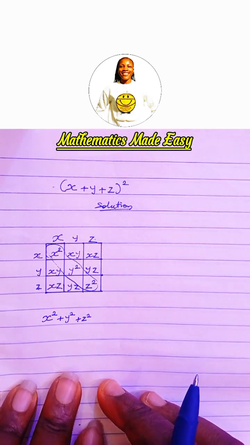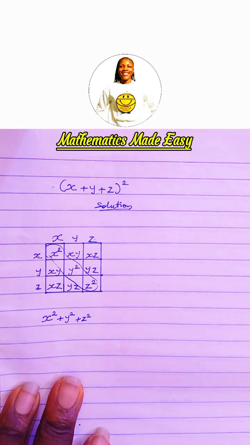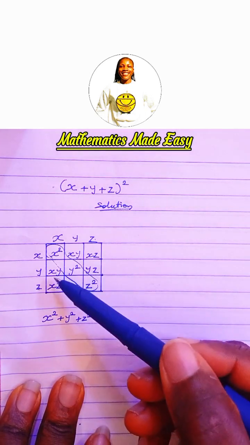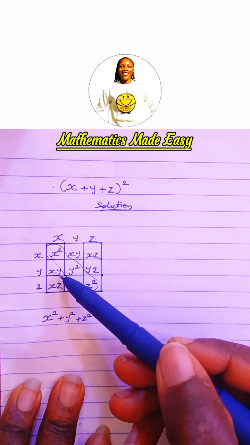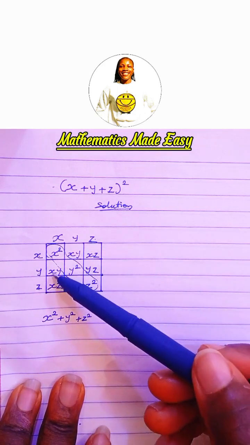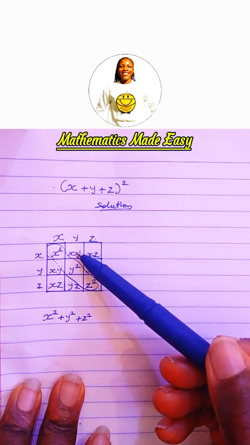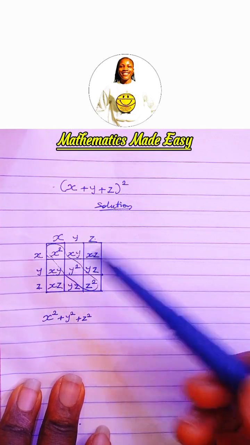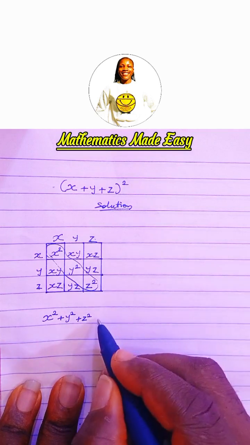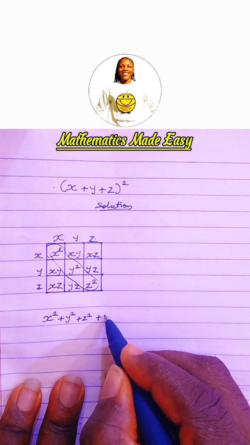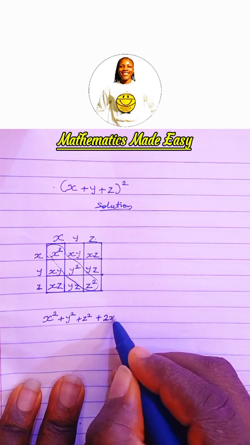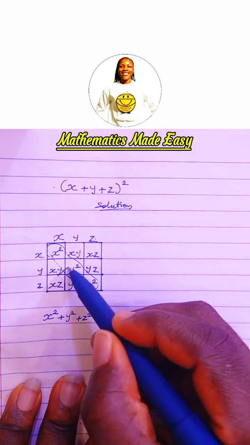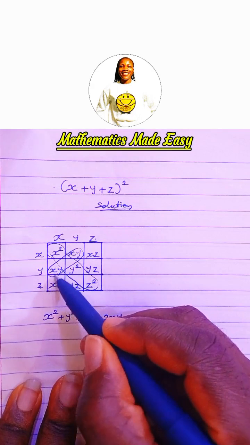All right. Now, the next one we are going to get is the one with xy. And if you watch here, we have xy here, we have xy here. So adding them together, we have 2xy plus 2xy. That is this and this.